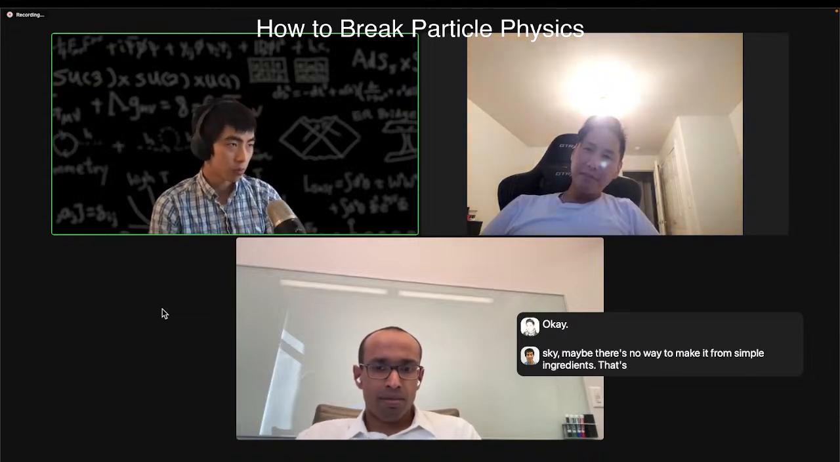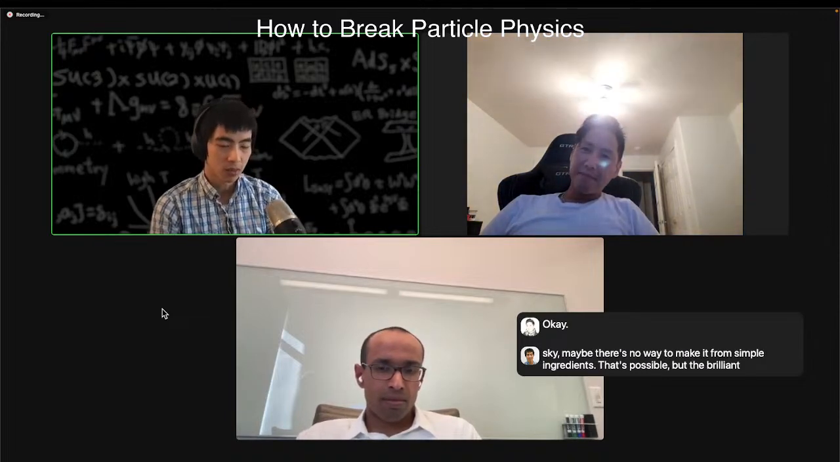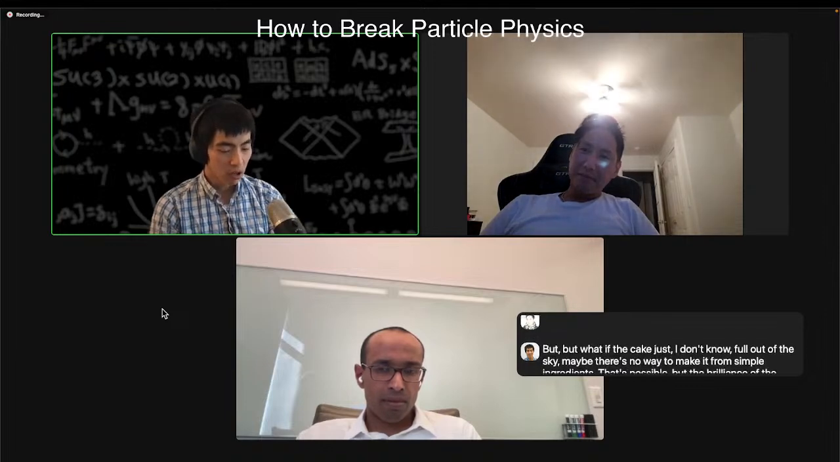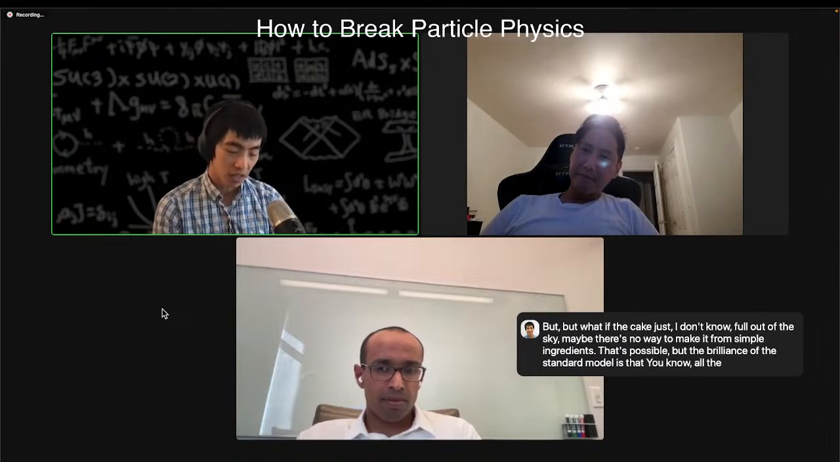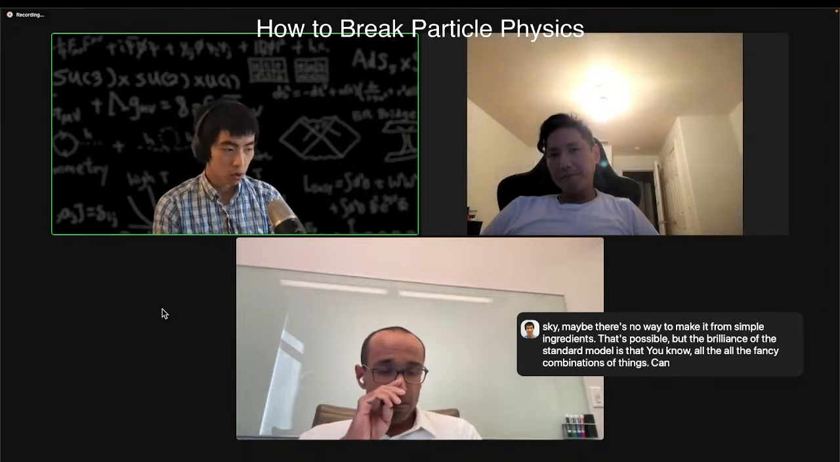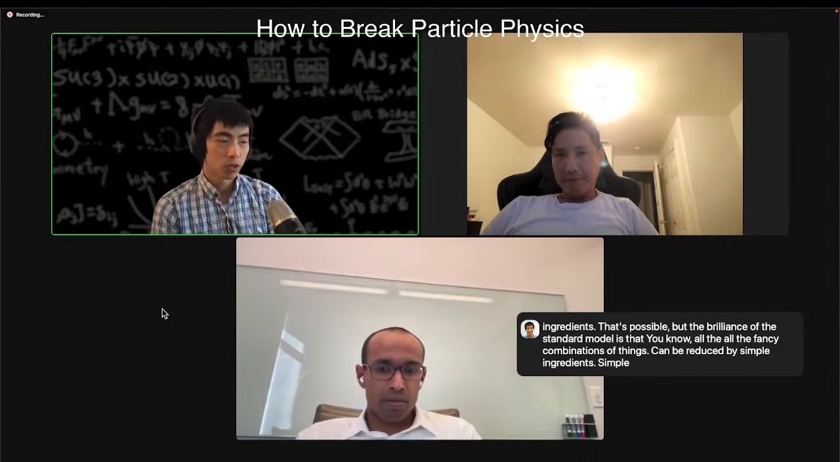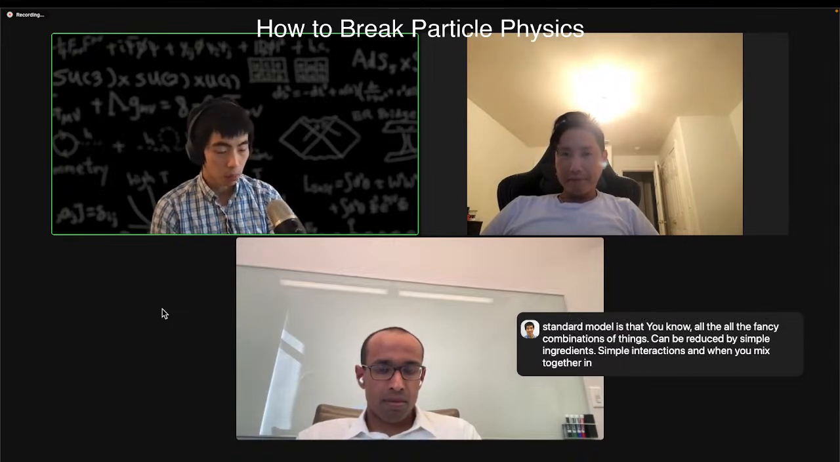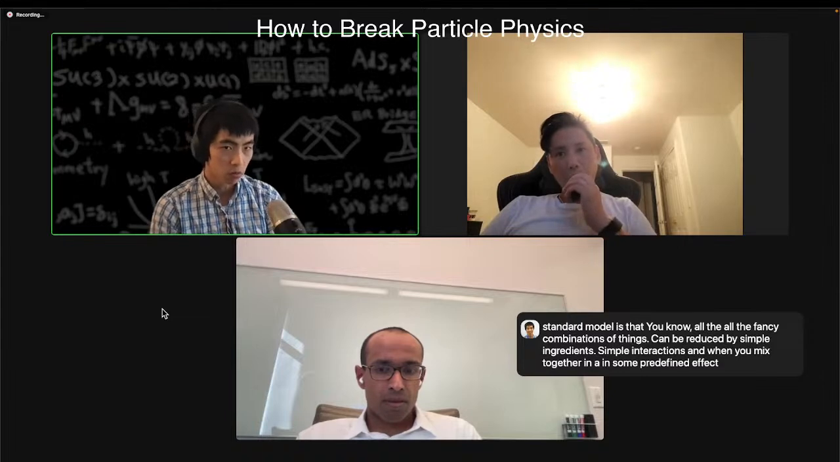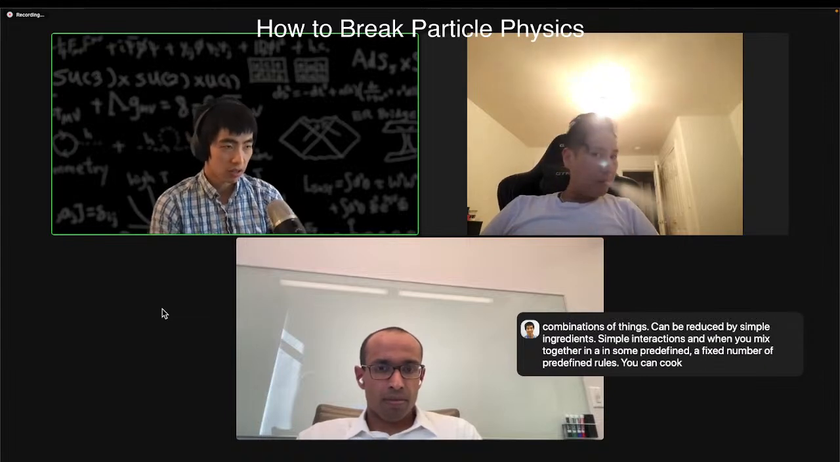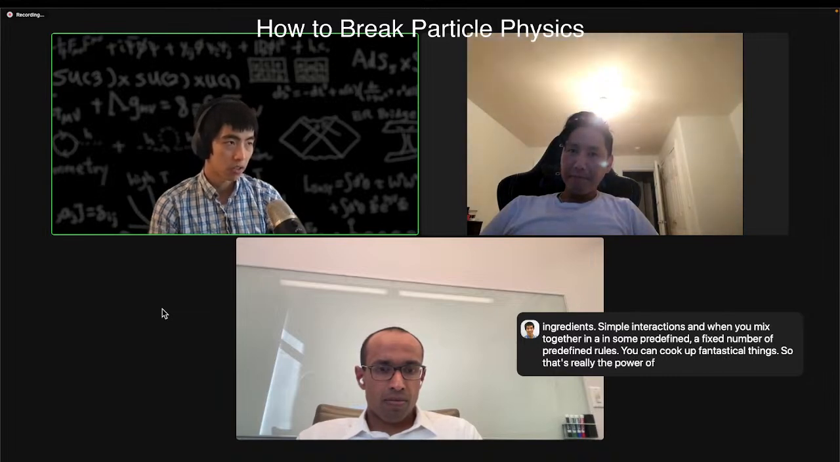That's possible, but the brilliance of the standard model is that all the fancy combinations of things can be reduced to simple ingredients and simple interactions, and when you mix them together with a fixed number of predefined rules, you can cook up fantastical things. That's really the power of the standard model and the philosophy behind it.